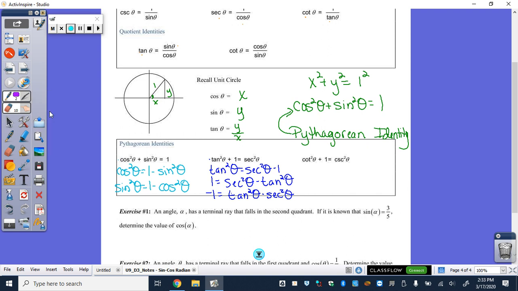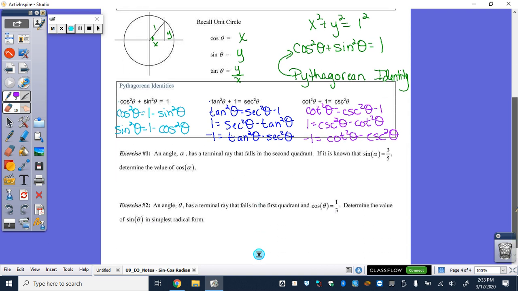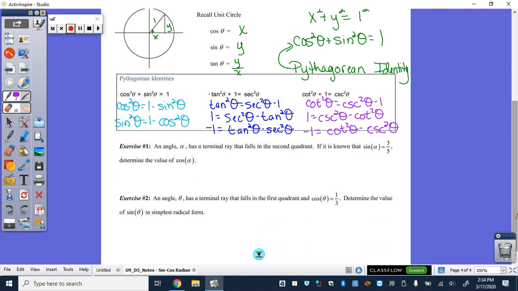And then our last one, cotangent squared plus 1 equals cosecant squared. I could subtract my 1 over. I could subtract my cotangent over. Or I could factor out a negative 1 and put cotangent first. Again, a few different ways that we could write those identities there. And then they all work. Remember, an identity means it is always equal. Whatever's on the left side equals what's on the right side.